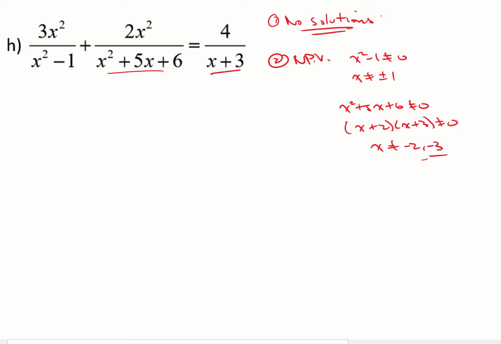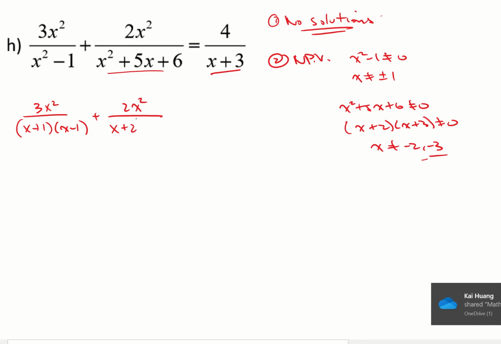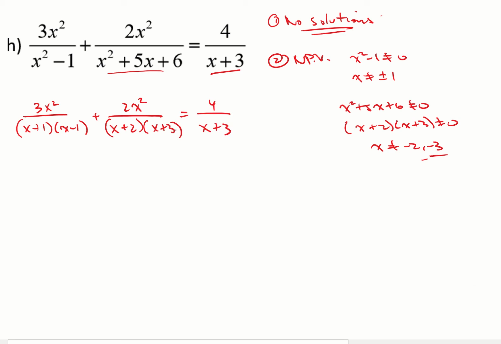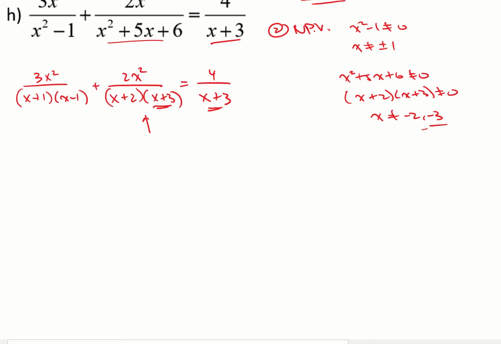So what I'm going to do next is rewrite this whole equation with the denominators factored. You get 3x squared over x plus 1 times x minus 1, plus 2x squared over x plus 2 times x plus 3, equals 4 over x plus 3. Now you see how these two have the same partial denominator? I'm going to move this one to the right side, it just makes things a little easier to work with.